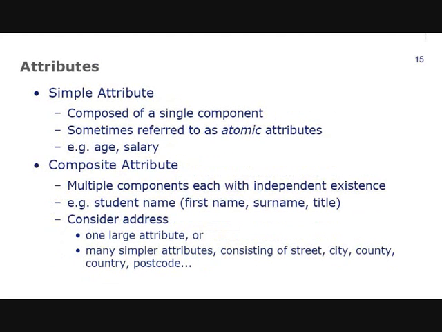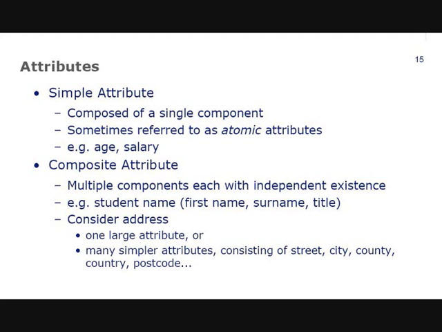So there are a number of different types of attributes that we might have. We can have simple attributes, which are composed of a single component, so only one component in the attribute. They are also referred to as atomic attributes, so age. We can only have one value of age, so that's a simple attribute. Salary, we can only have one value of salary, so that is a simple attribute.